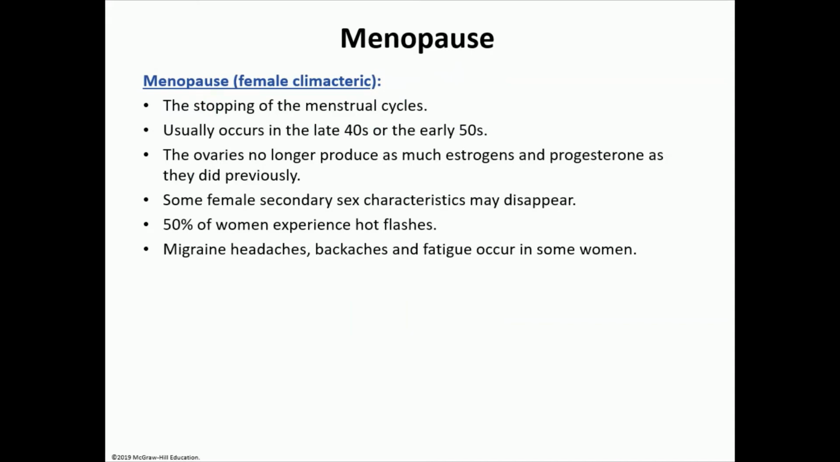Now, menopause is the stopping of the menstrual cycle. It usually occurs in the late 40s or early 50s, where there is no more production of estrogen and progesterone because there are no more follicles. Some of the female secondary sexual characteristics start to disappear. Half of women during menopause experience what is known as hot flashes. Some experience other problems like migraines, backaches, and fatigue.